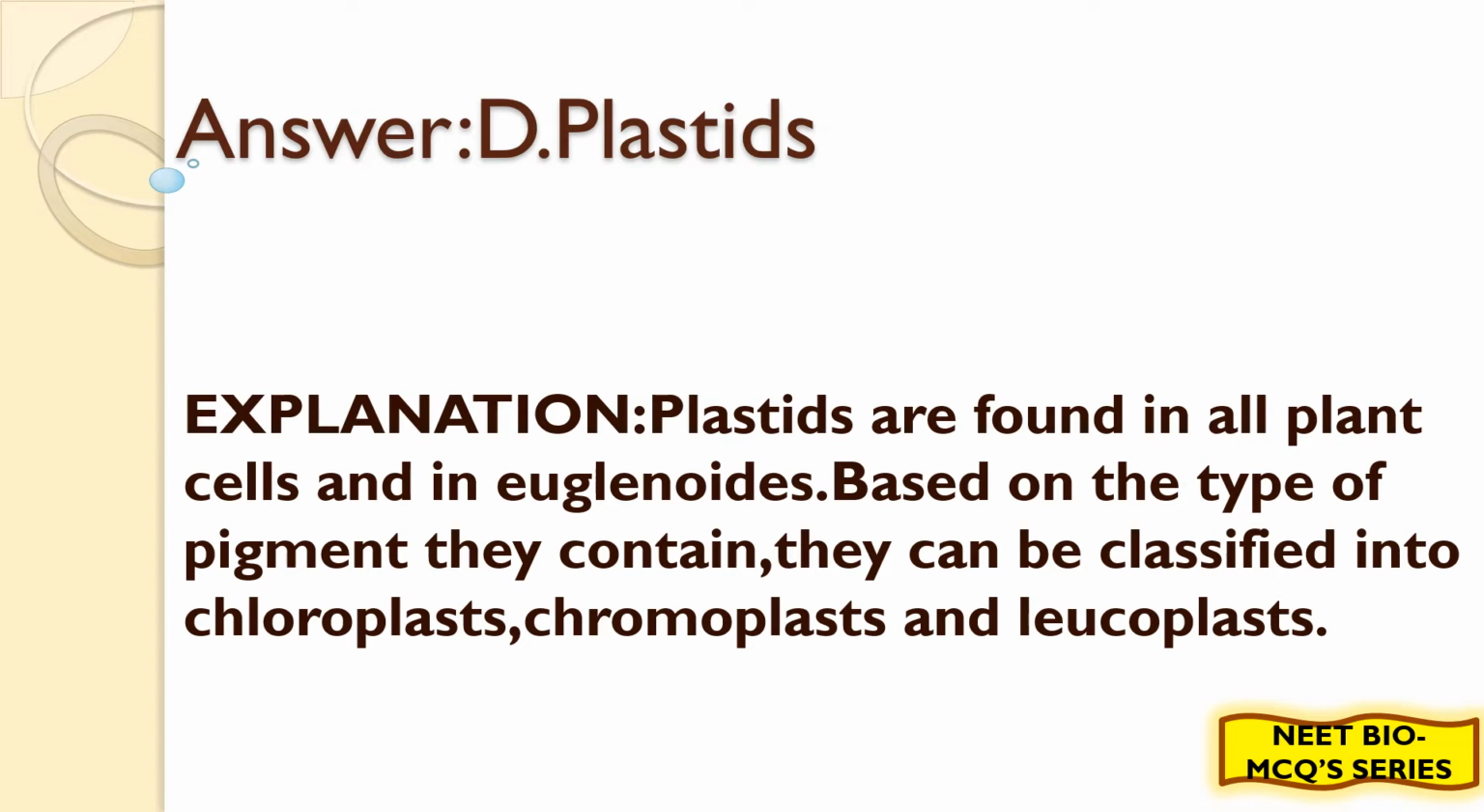Based on the type of the pigment they contain, they can be classified into chloroplast, chromoplast, and leucoplast. So had the option of chloroplast been there, this would have been easier. But here the option is of plastids. Plastids is a little bigger group to which chloroplast, chromoplast, and leucoplast belong.